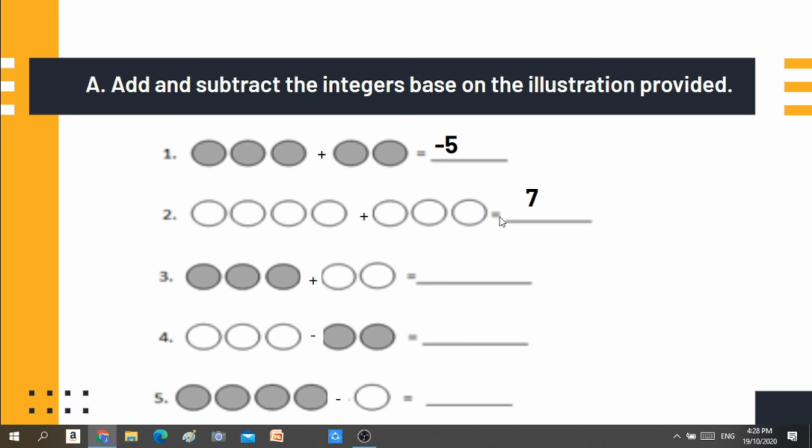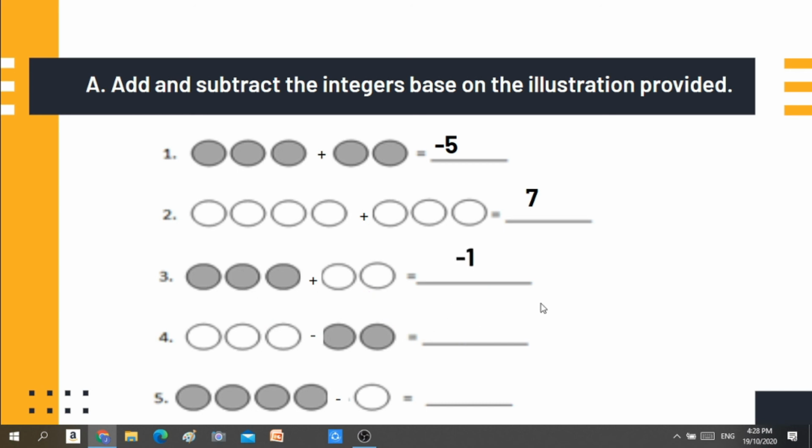Number 3. Sa number 3, meron akong negative 3. I-add siya sa positive 2. So anong mangyayari? Negative 3 plus 2. So different sign. Isa negative, isa positive. Ang gagawin natin ay isa subtract. Okay, the answer is 1. But we're not yet done. Ano kayang sign? Since mas malaki si 3, negative. So the answer is negative 1.